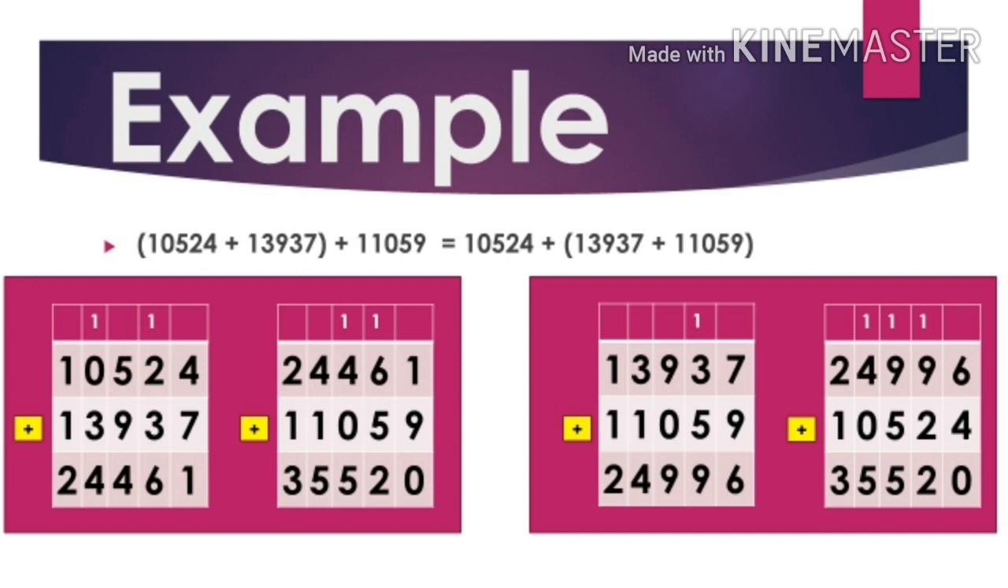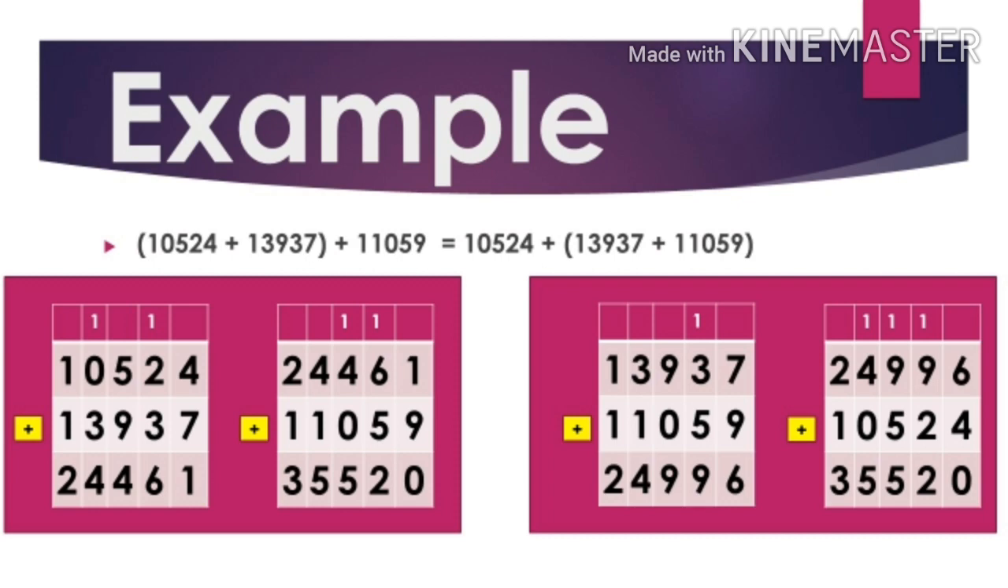So our first addend is 10,524, the second addend is 13,937, and the third addend is 11,059. I have added these 3 addends in 2 different ways. I have made the bracket also. So where I have made the bracket, the numbers will be added first.